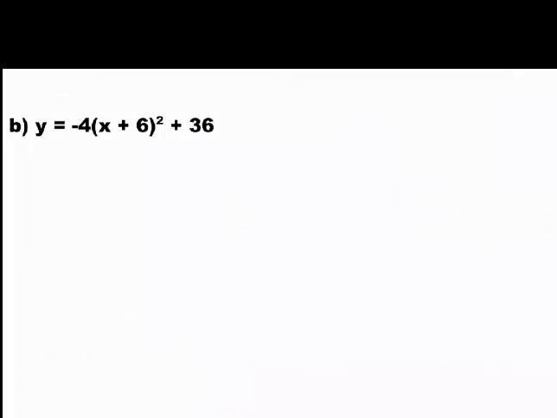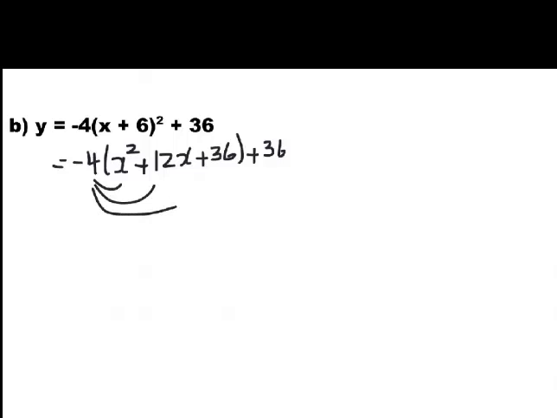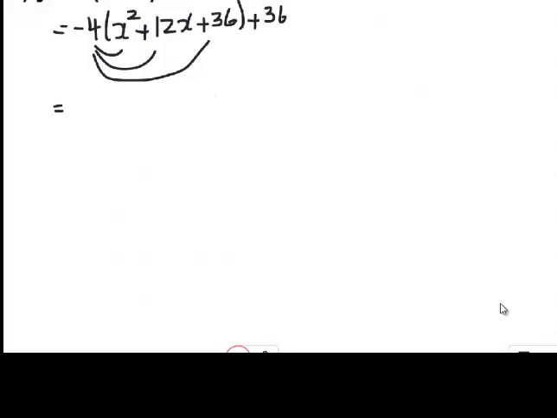The next example is y equals negative 4 times (x plus 6) squared plus 36. We use the formula again. We say this is equal to negative 4 times (x squared plus 2 times 6, which is 12x, plus 36), plus 36. Now I'm going to distribute negative 4 inside. So it's going to give me negative 4x squared, negative 48x, negative 144, plus 36.